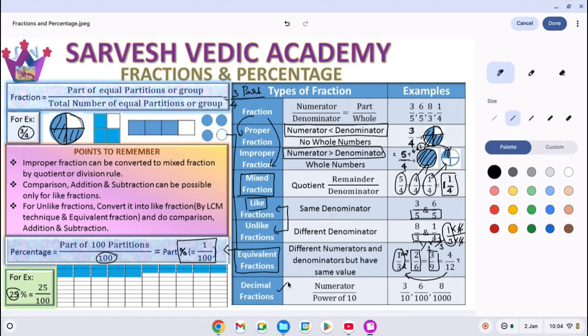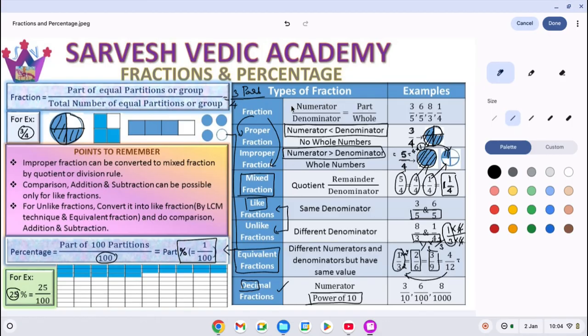Another type is decimal fractions. How can you identify decimal fractions? Deci means 10. If the denominators are in powers of 10, like 10, 100, 1000, we can call this type of fraction a decimal fraction.